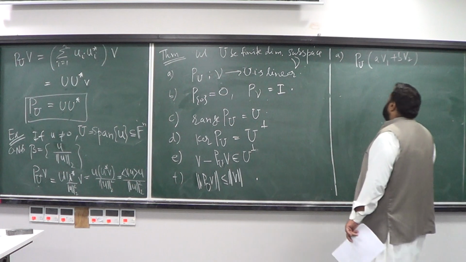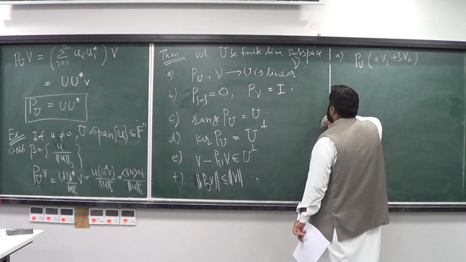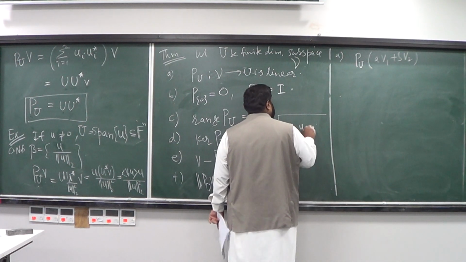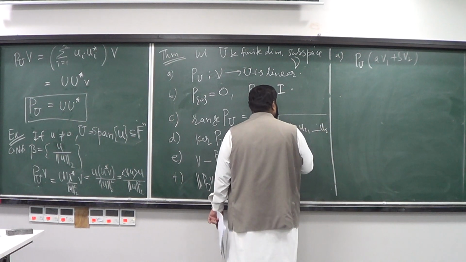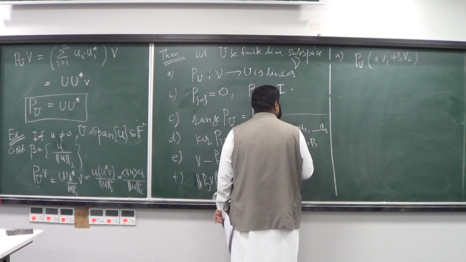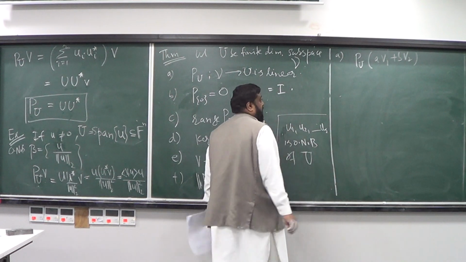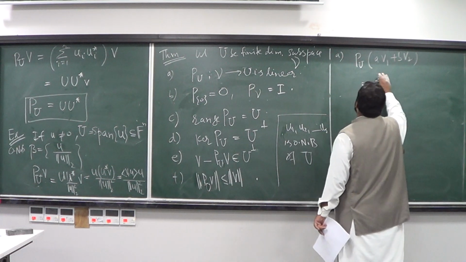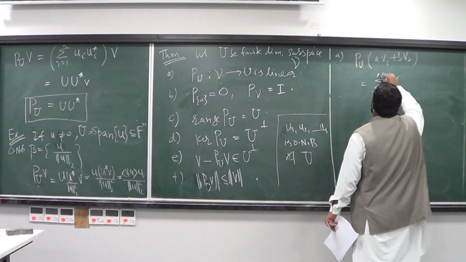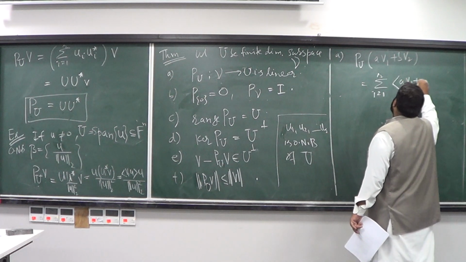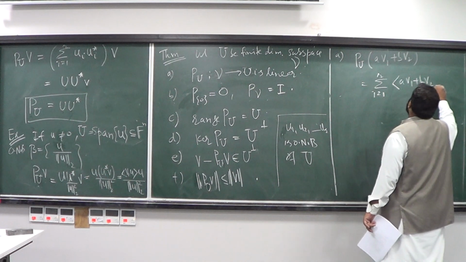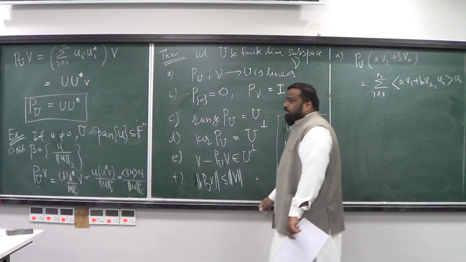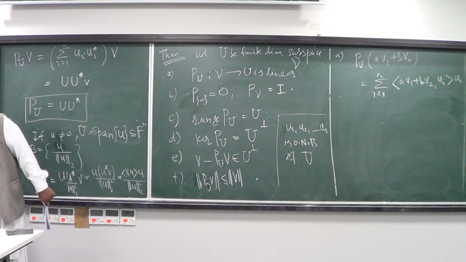Okay. So if I assume that U1, U2, ..., UR is an orthonormal basis of the projection space U actually, this would be equal to the sum from i equal to 1 to R of the inner product of the vector aV1 plus bV2 with Ui, multiplied with Ui. This is what the definition of the orthogonal projection of a vector is.